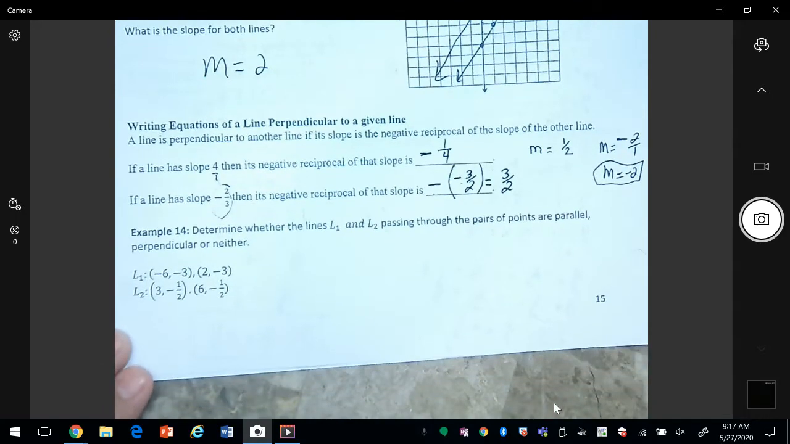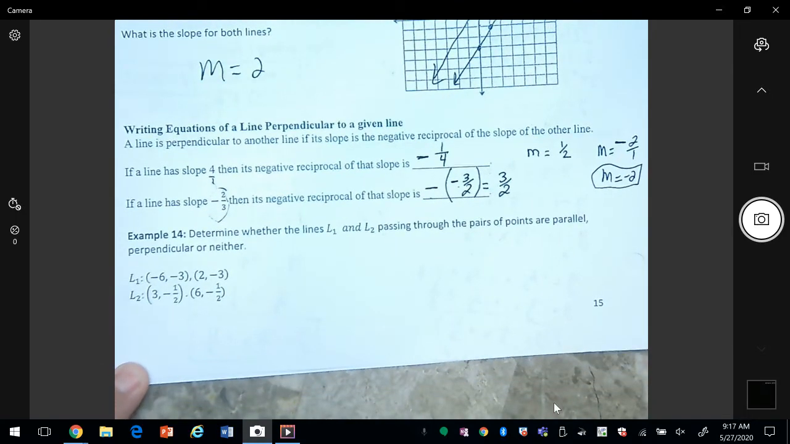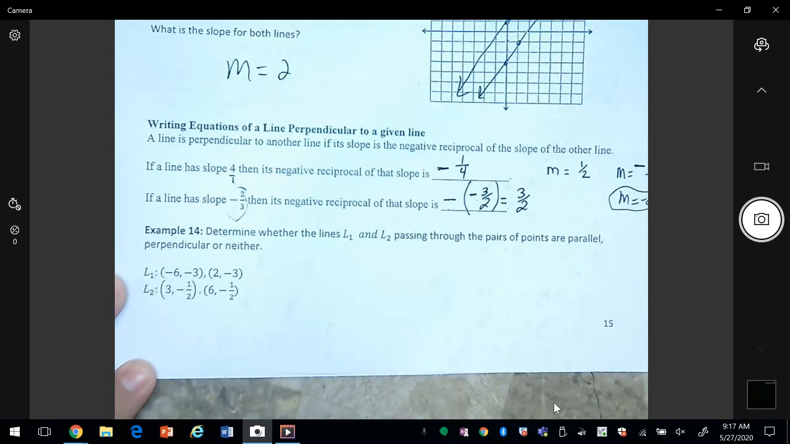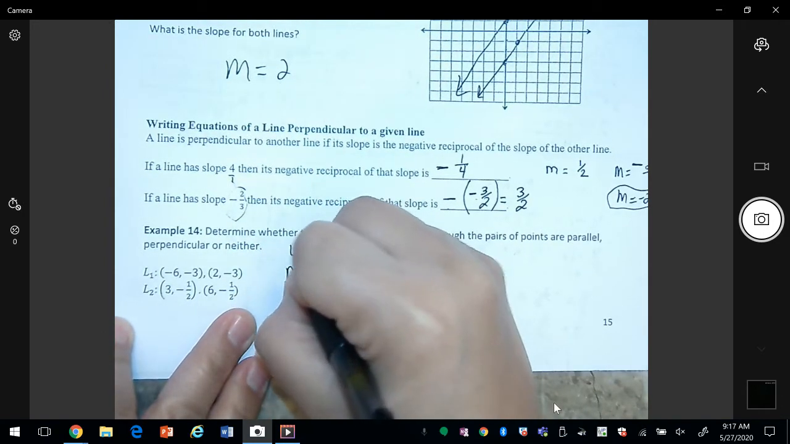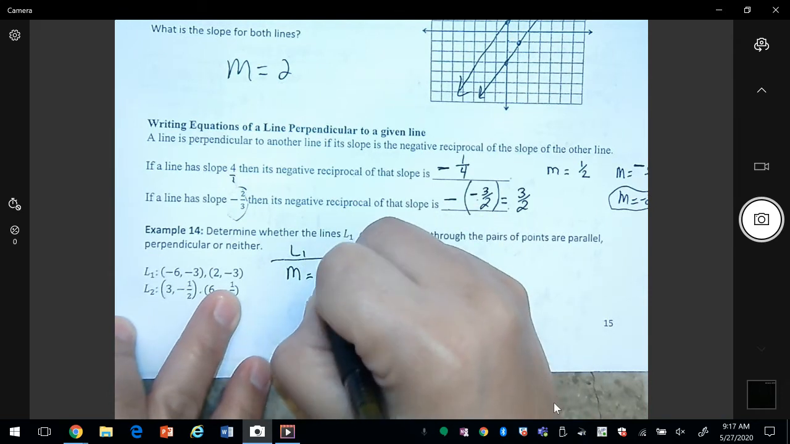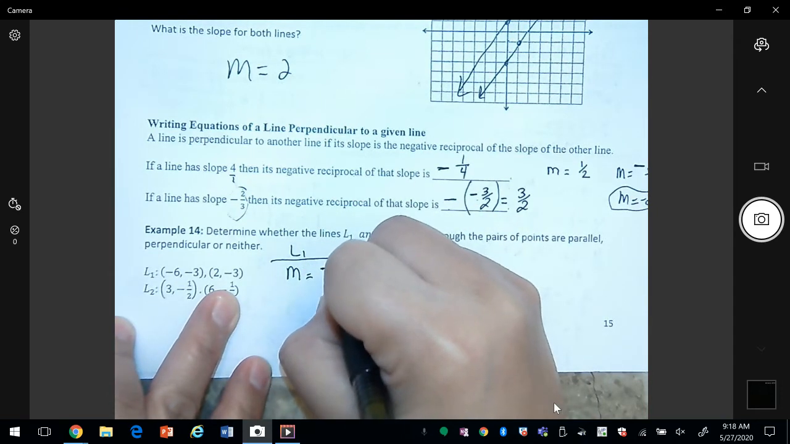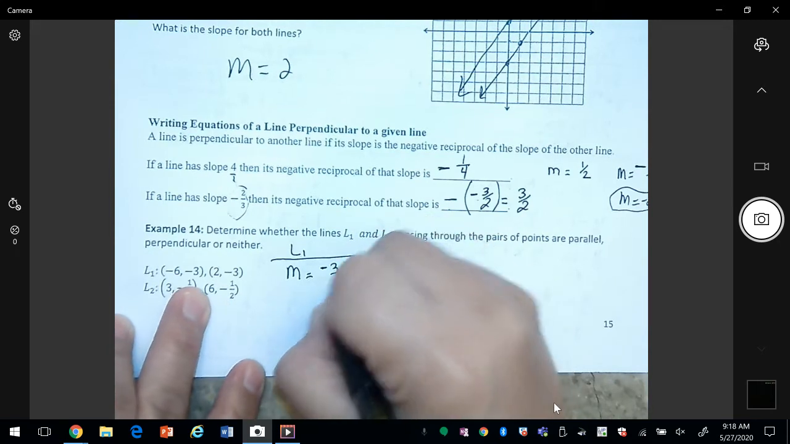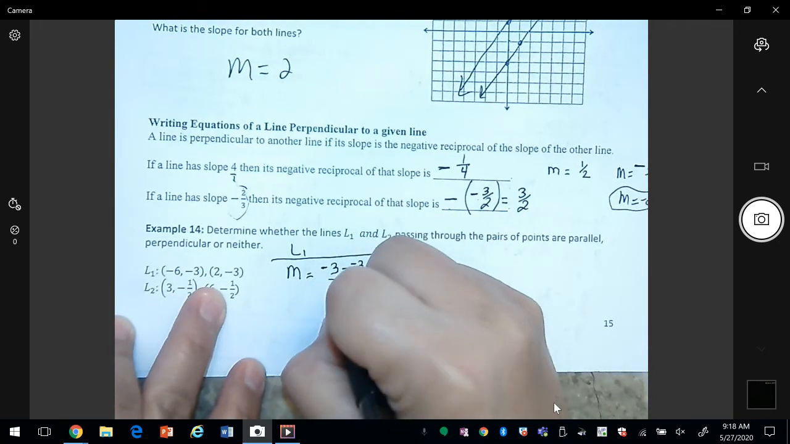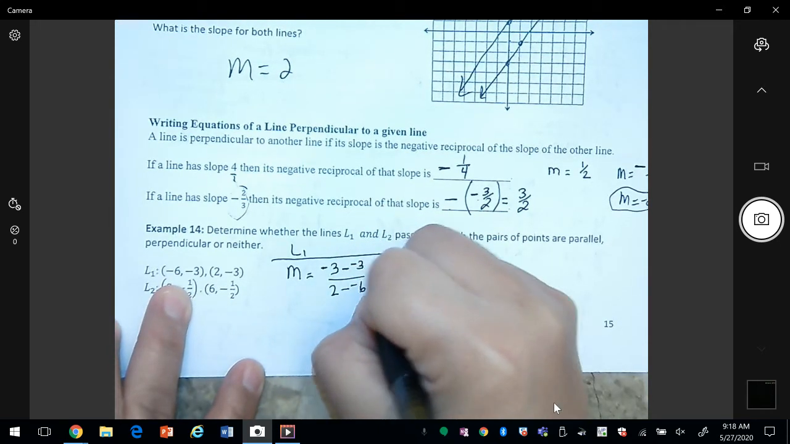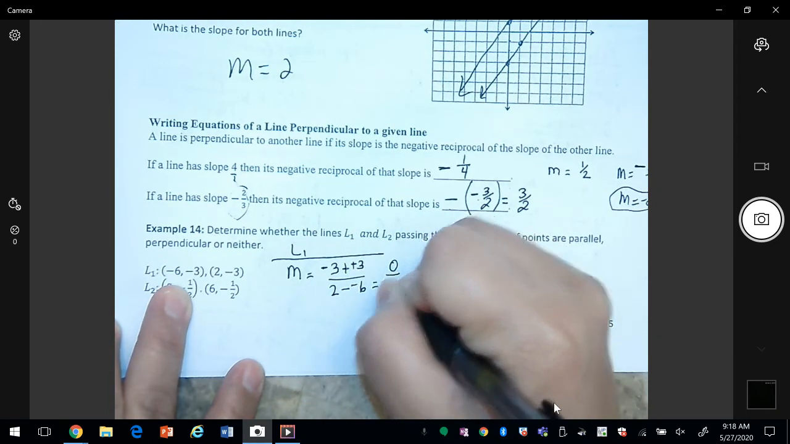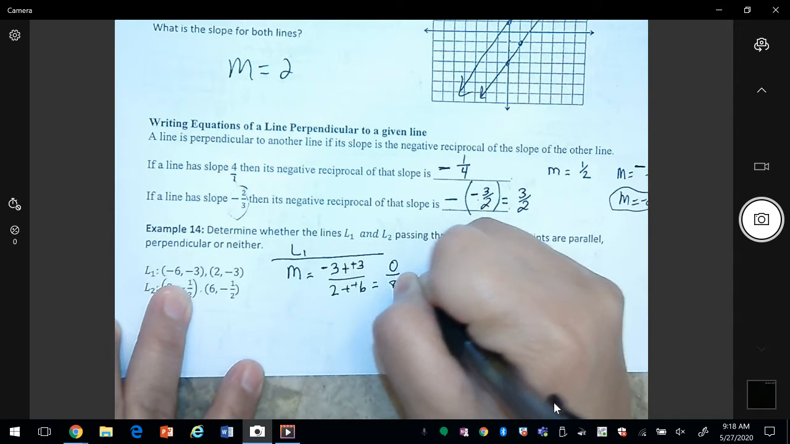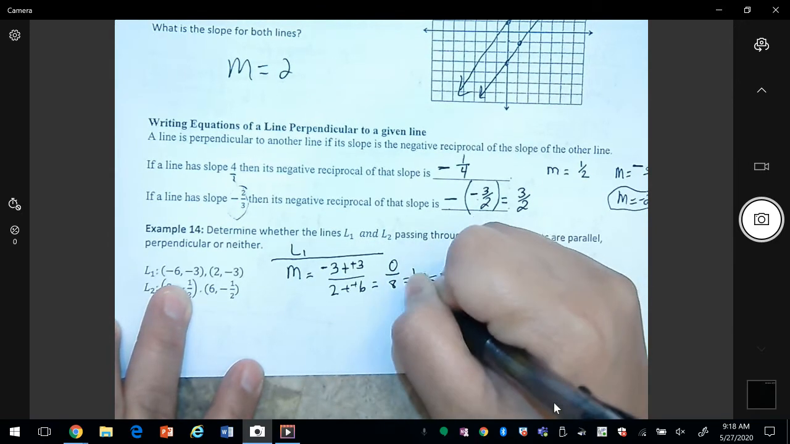Determine whether the lines L1 and L2 are parallel or perpendicular or neither. So in order to figure that out, we have to find the slope. So this would be for L1. So y2 is -3 minus -3 divided by x2, which is 2, minus -6. Negative negative is positive, and then we get 8. So this slope is 0.